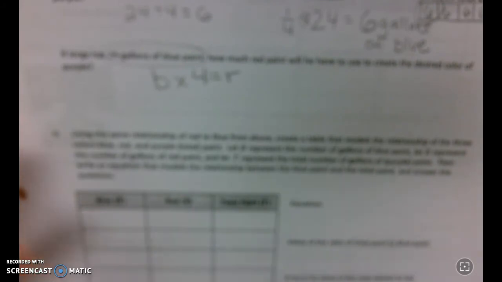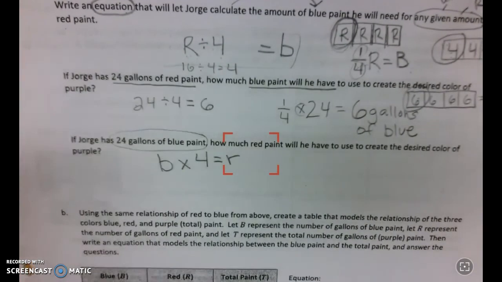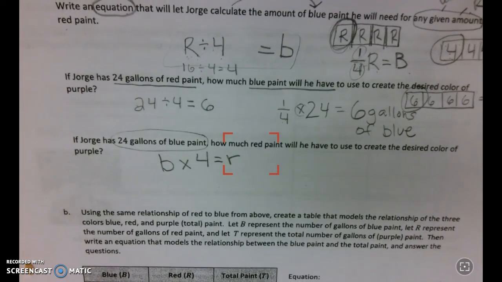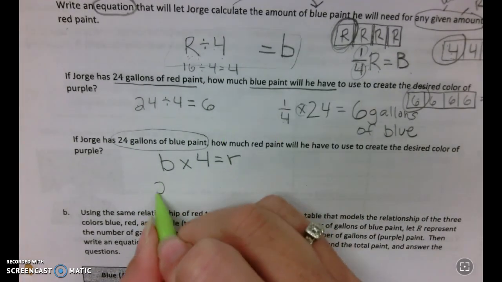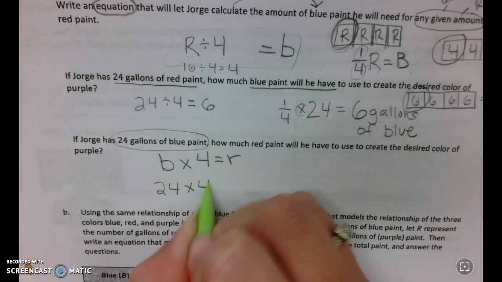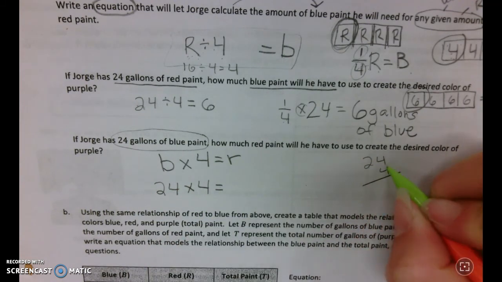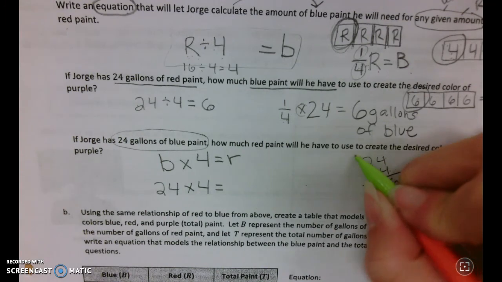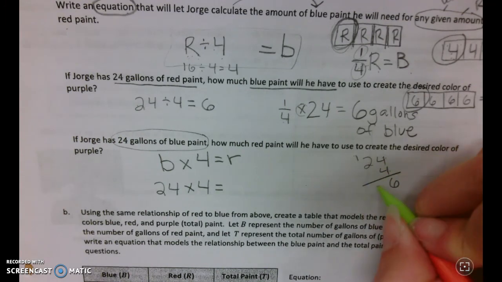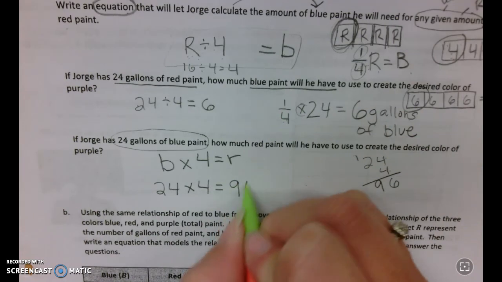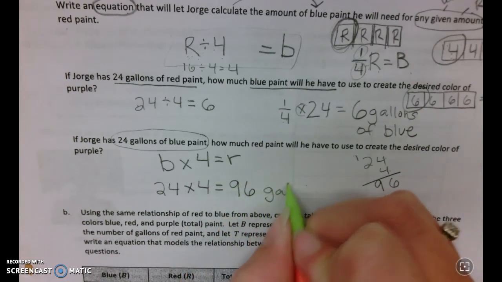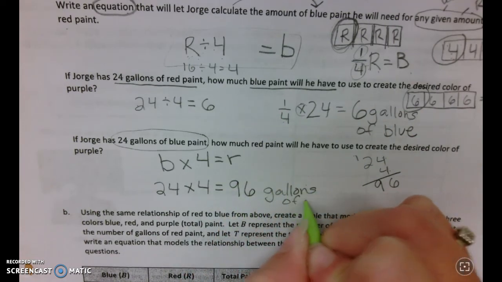So if B, come on, focus. There we go. If B equals 24, I substitute. 24 times 4 would then equal, and I do that off to the side here, 4 times 4 is 16, 4 times 2 is 8, plus 1 is 9. So that tells me I need 96 gallons of red.